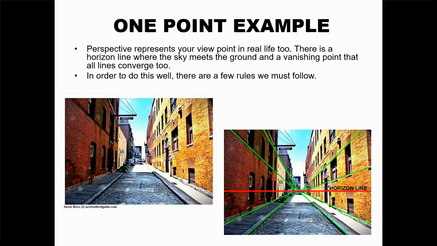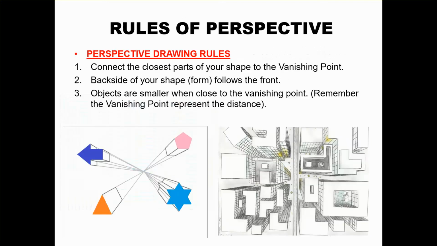You can see the horizon line. That's our viewpoint. The horizon line is essentially where the sky meets the ground. And you can see how all the lines converge to a little dot in the distance that's on that horizon line. And that's what we're going to try to represent.